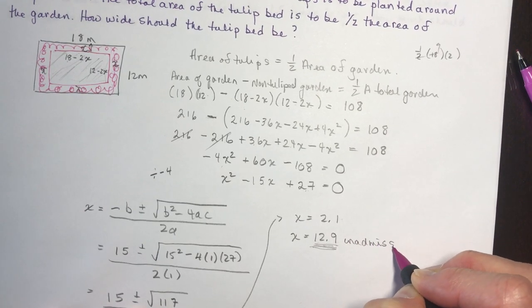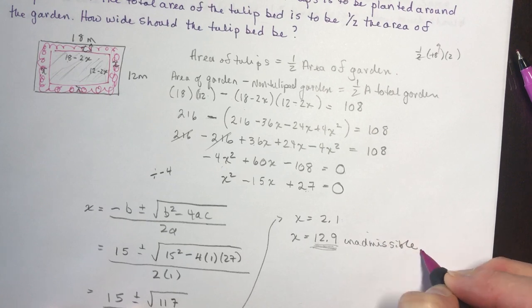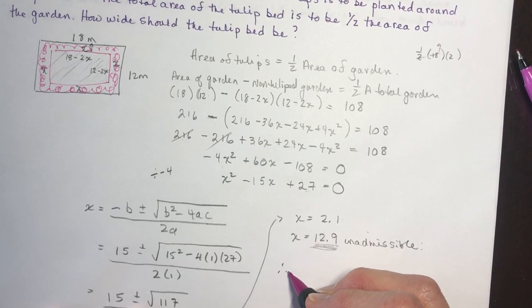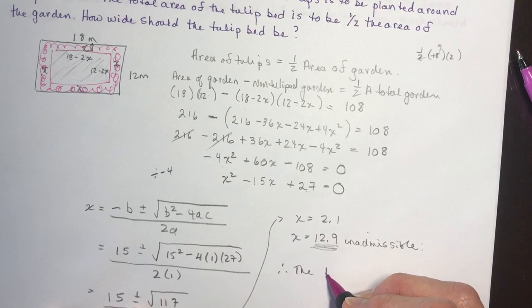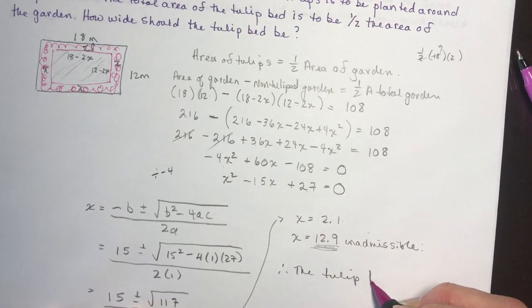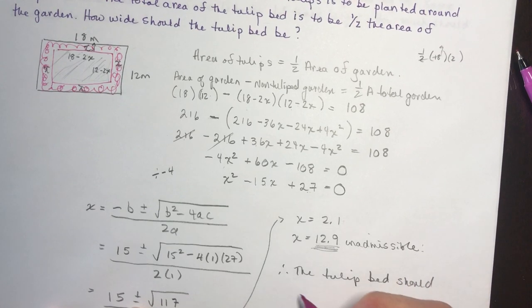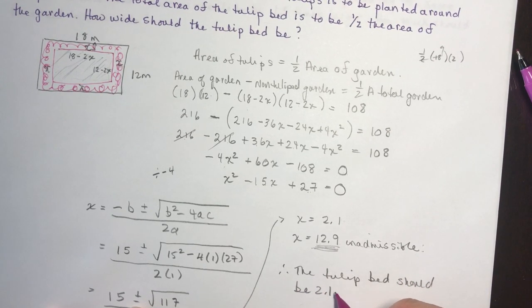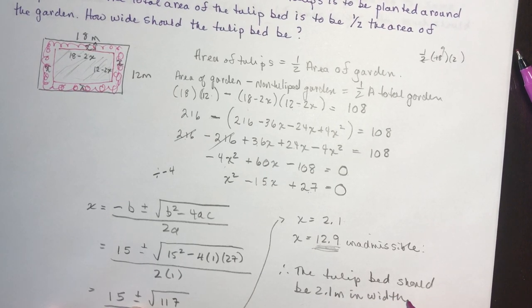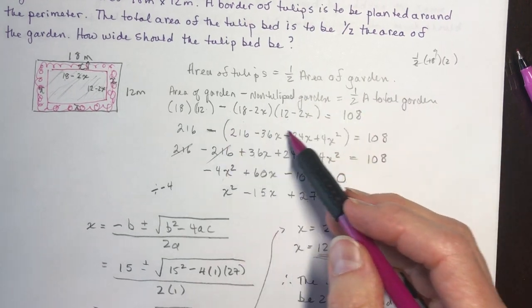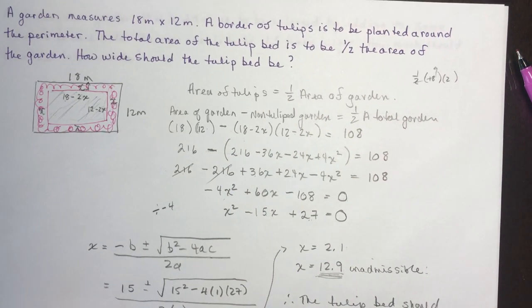Remember, we have two sides to our parabola at the same height. So inadmissible, therefore, the tulip bed, make sure you're answering what you were asked, should be 2.1 meters in width. Okay, so again, always set up some words, then translate that into the math, and you'll find these much easier to do.